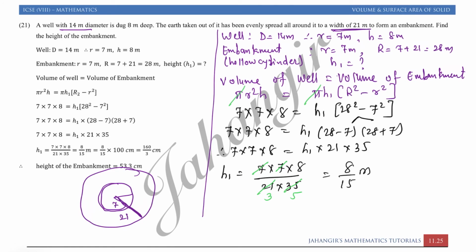So this is just a weird number. You will get a recurring decimal. So we can write it in centimeter. We will convert it into centimeter. So we can write 8 by 15 into 100 centimeter. So 5 threes are 15, 5 twenties are 100. So that is 160 upon 3, that is equal to 53.3 centimeter.